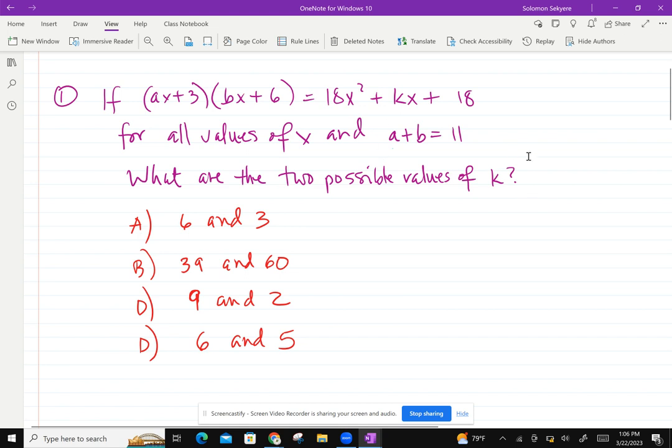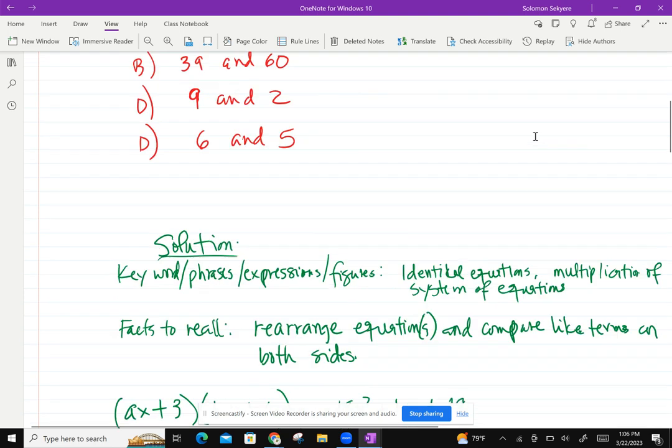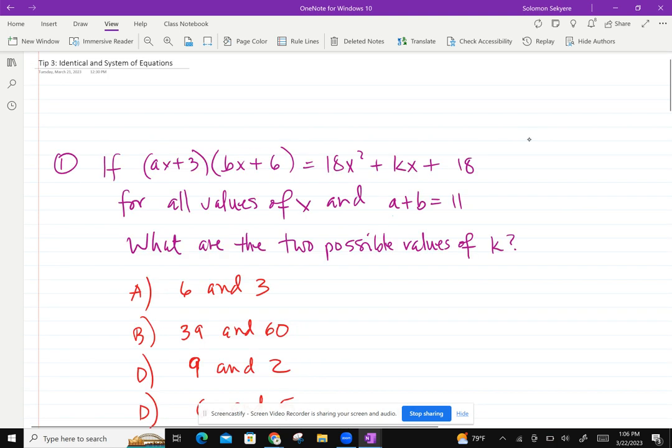Okay, so when you see a question like that, certain keywords and phrases, certain things should come to mind. What you see here are identical equations, left hand side equals right hand side. So what are we going to do? In this case, we need to arrange the left side to look like the right side. So we need to multiply the binomial.